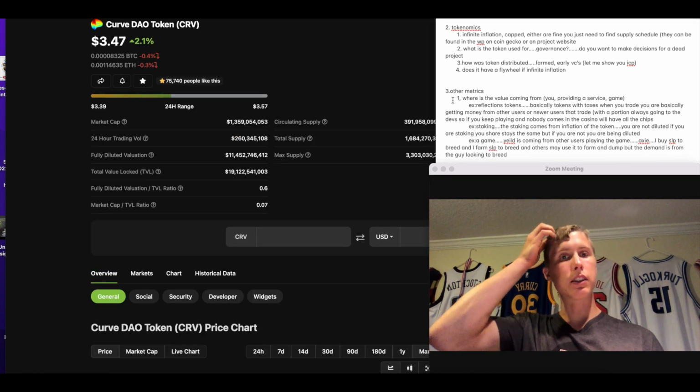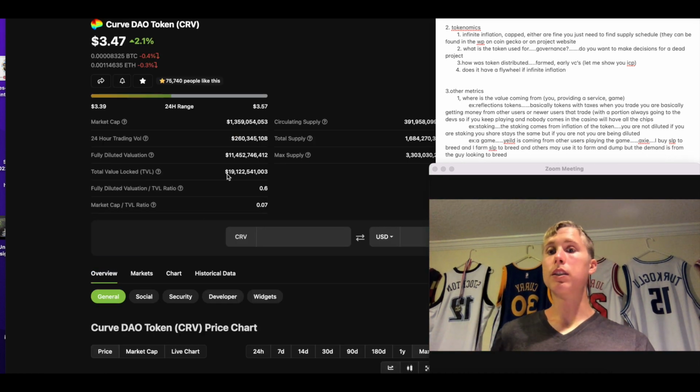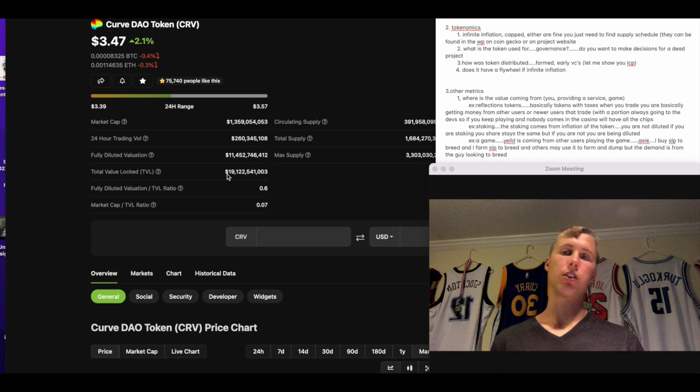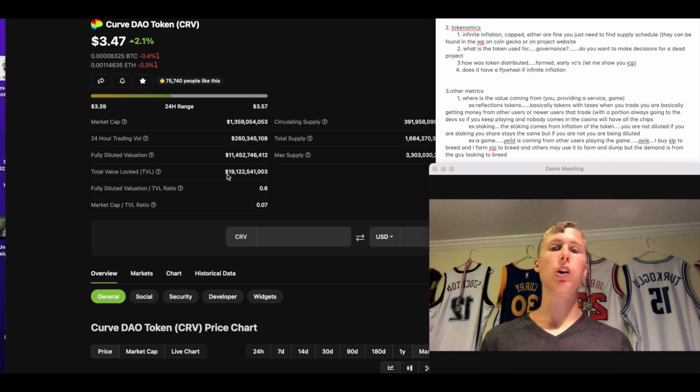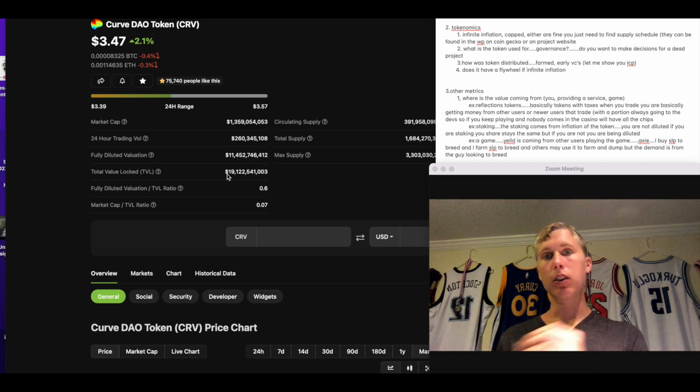Now, let me show you the sticky demand for Curve. You can see the Curve TVL is about $20 million, or let's just call it 19 million. Now, a lot of people see that as very powerful because if you have the Curve token, you can direct this liquidity with the incentives and you can send it where you need.